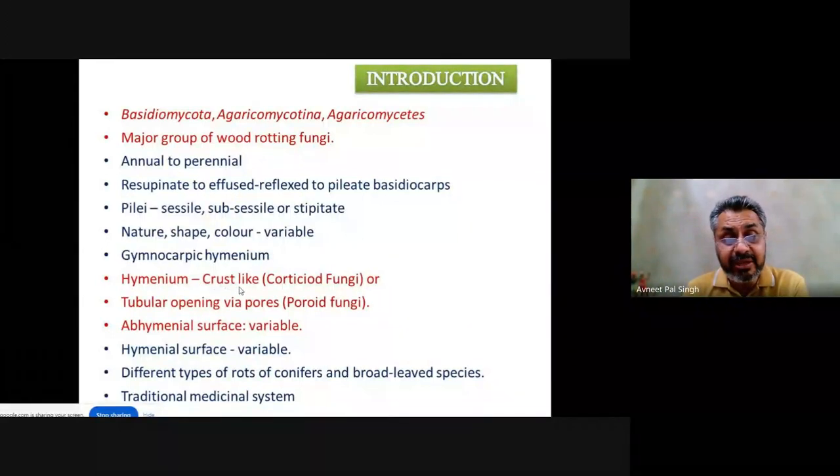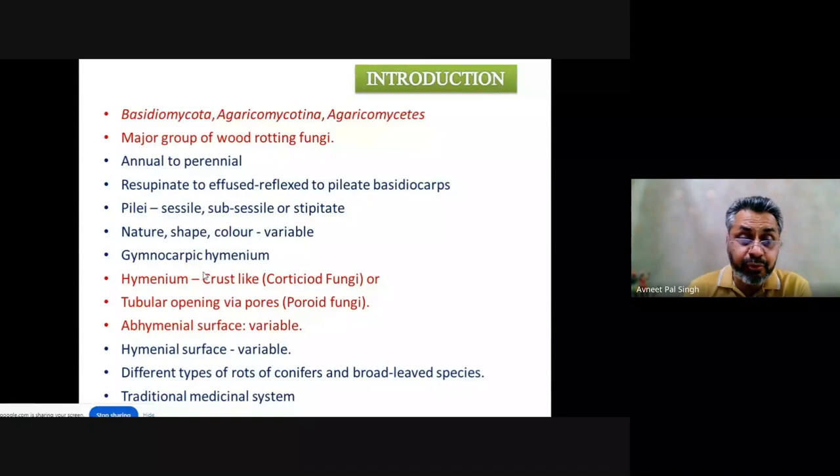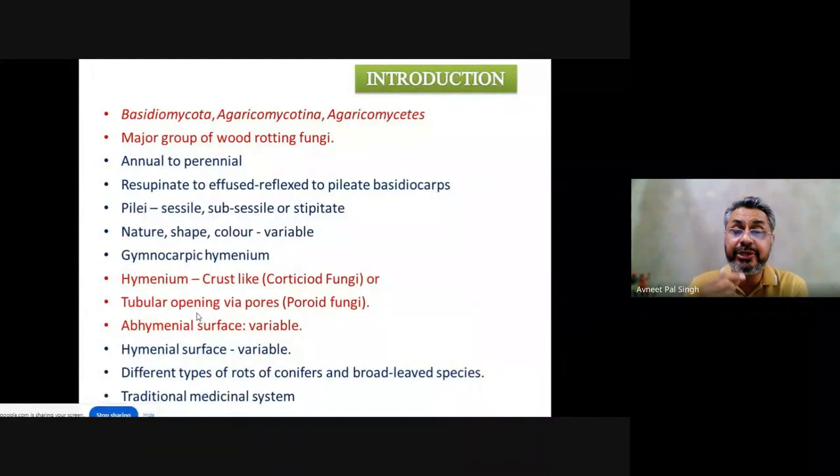Either this hymenium will be in the form of a layer or crust. Sometimes you may find the word crust fungi associated with the corticoid fungi in different literature that has been published. Secondly, in case of polypores, the hymenium is actually tubular.